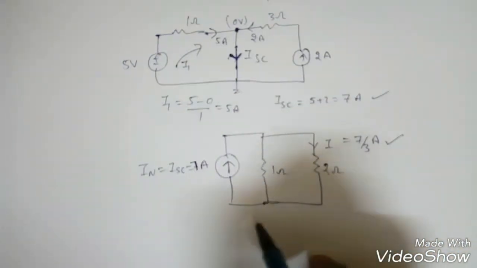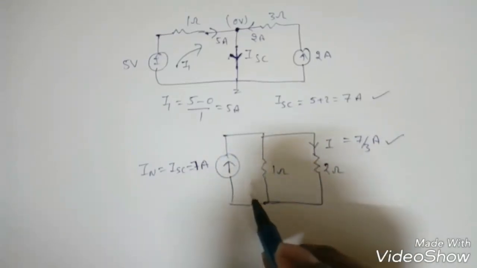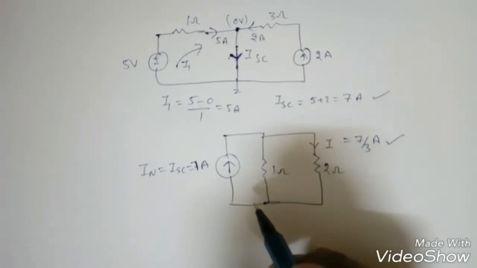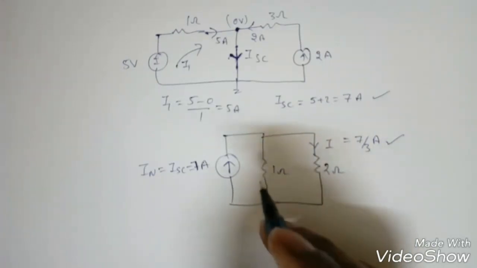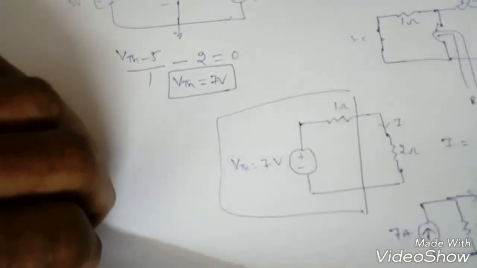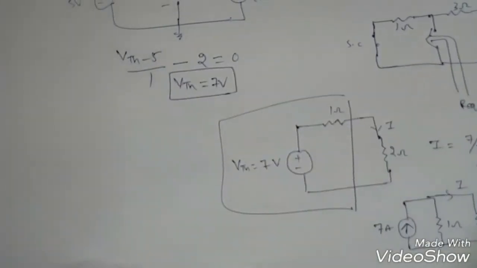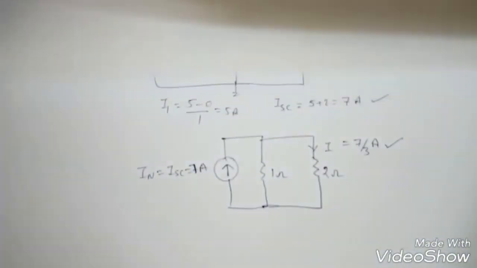So this is about the Norton equivalent and Norton theorem or Thevenin's theorem, right? In the next lecture we will see some problems on this theorem, superposition theorem, Thevenin's theorem, etc.